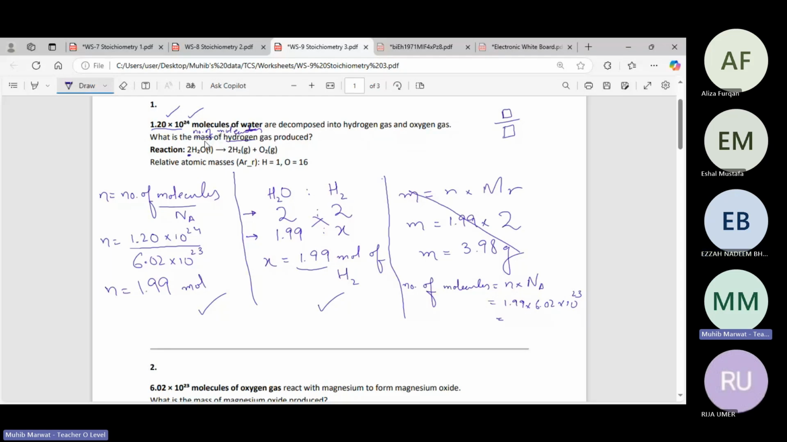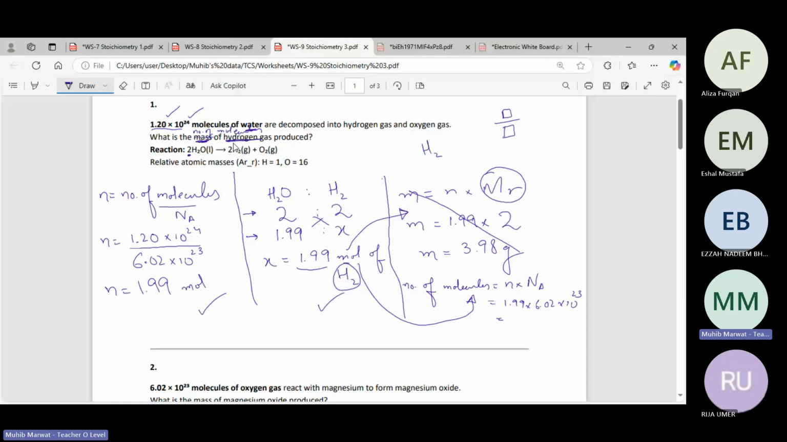If you have been asked to find mass in grams, you will just convert moles into mass using this formula. And if you have been asked to find number of molecules, then you will convert moles into molecules using this formula. Clear? Over here, of course, this is hydrogen. The number of moles are that of hydrogen, and also mass of hydrogen gas is required. So we will be using the molar mass of hydrogen, and that is just 2, H2.